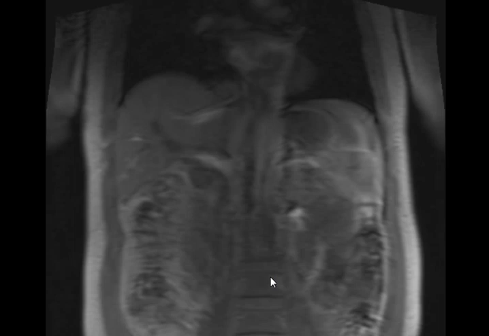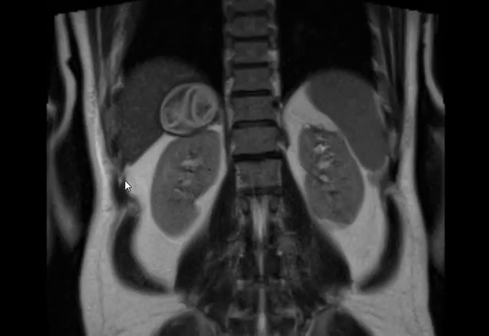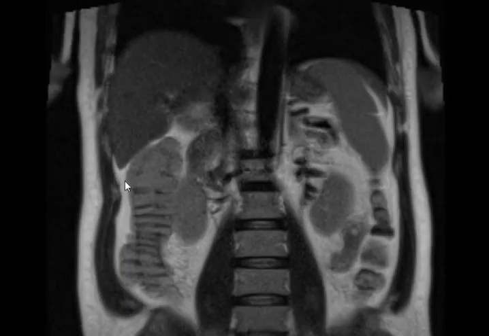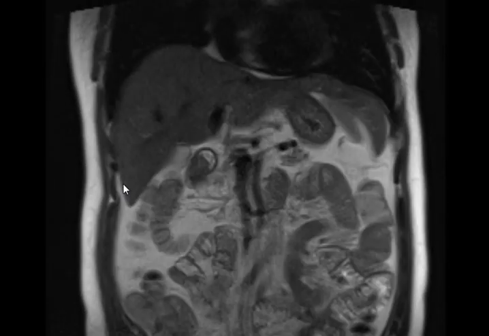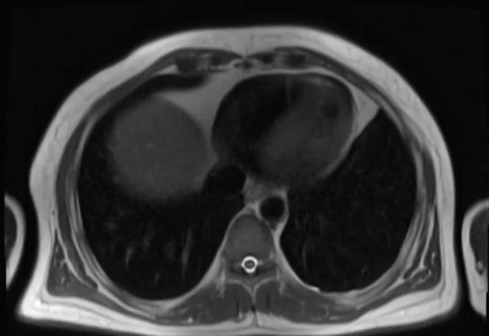This is a 41-year-old male patient with abdominal distension, pain, and abnormal ultrasound, referred for MRI.